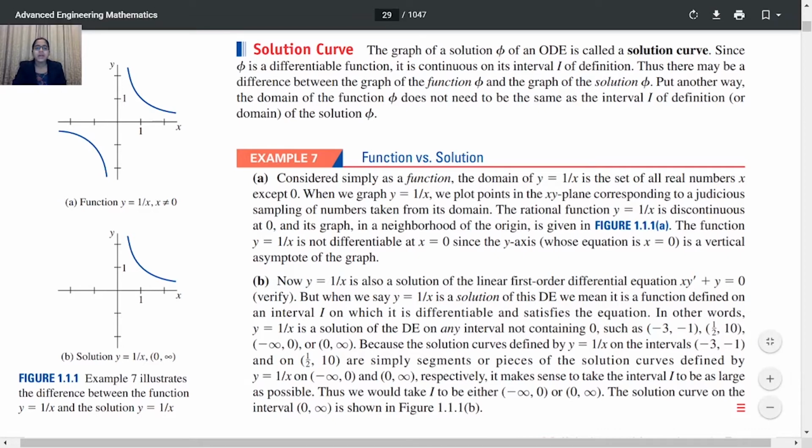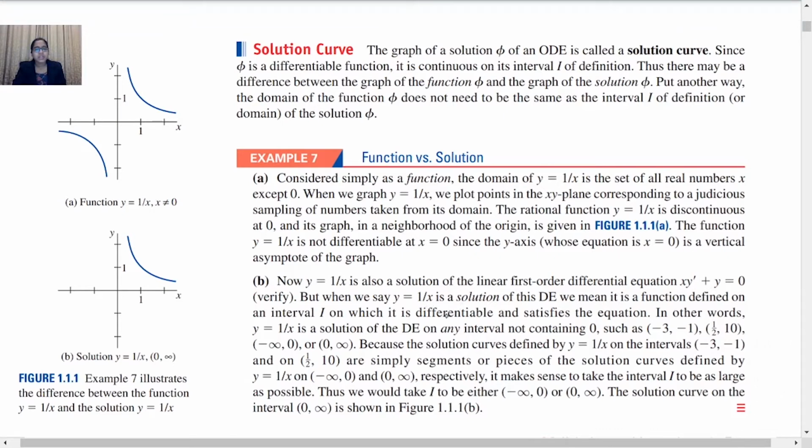But when we say y is a solution, we mean that the particular function y is equal to 1 by x is defined on the interval on which it is differentiable, and it satisfies the equation. If you see figure 1.1.1a, the function y is equal to 1 by x, the graph is of this form. This function is not defined at the point x is equal to 0. It is not differentiable at that point, so we have an asymptotic graph. It is of this form, but as a solution which we are considering, this is particularly given in the interval 0 to infinity.